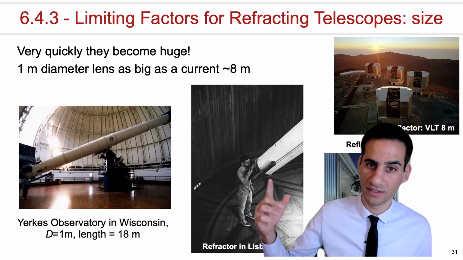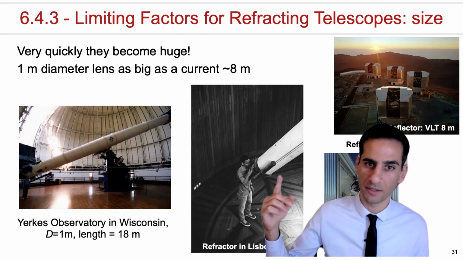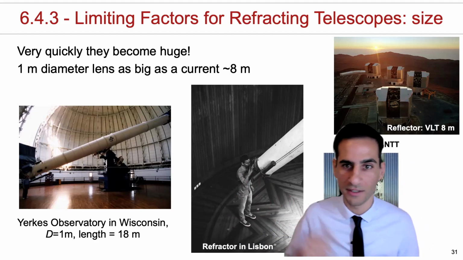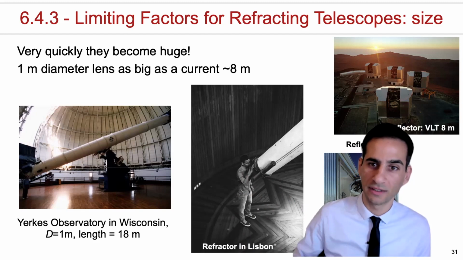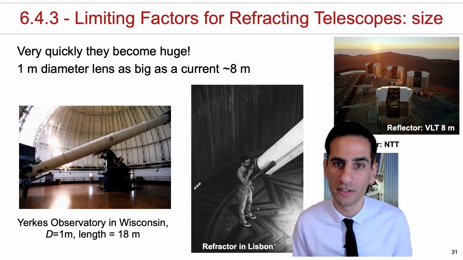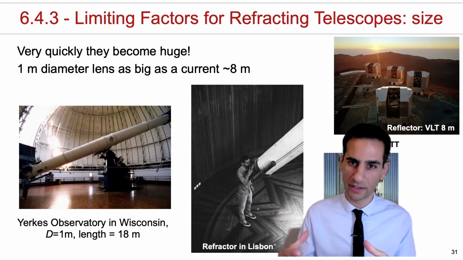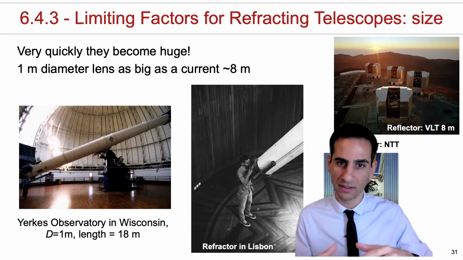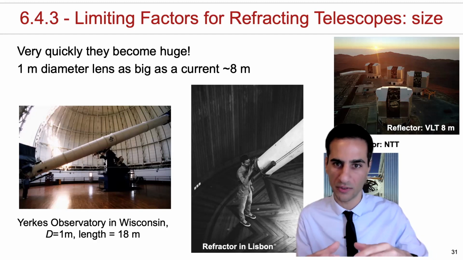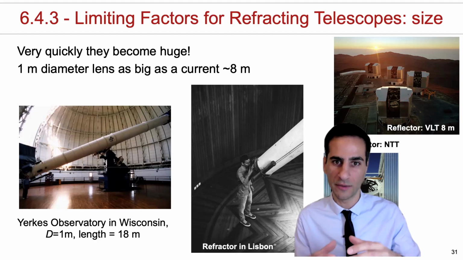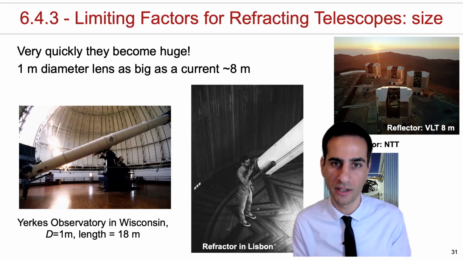And you can also see an example here of a telescope in the Lisbon Observatory. You might recognize this astronomer, where the length is really large, but the diameter is still quite small. And another big limitation is that these lenses are so big that even with their own weight, the glass will actually start to shift and move and almost behave like a fluid. So that is a big concern long term.